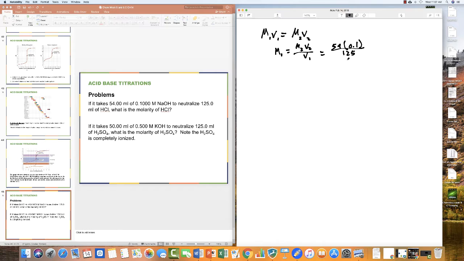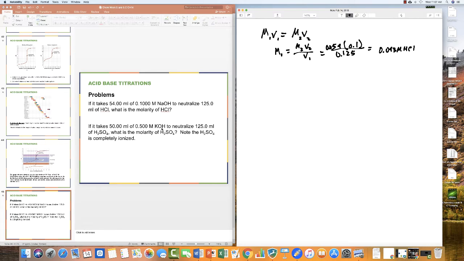Now you can use 54 and 125 as long as they're both in milliliters. Or, if you want to be technical and use liters, you can do it that way. If you do this calculation, you get 0.043 molar HCl.